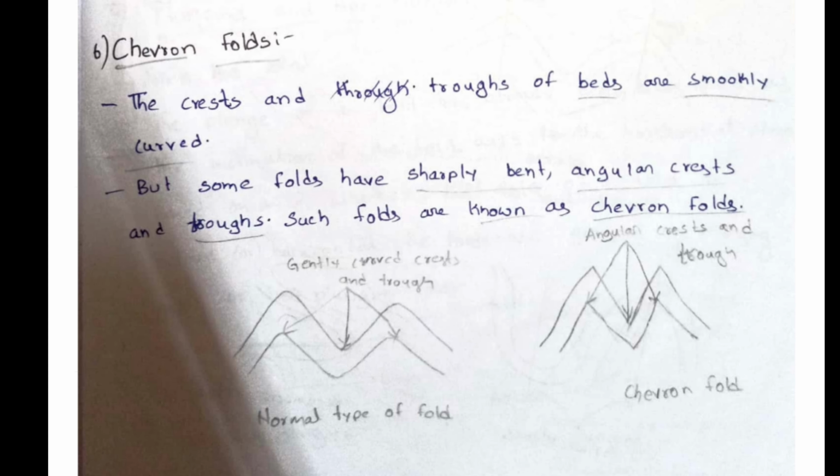Okay. Next one is chevron fold. The crest and trough of the beds are usually smoothly curved, but in some folds they are sharply bent, with angular crest and trough. These folds are known as chevron folds.